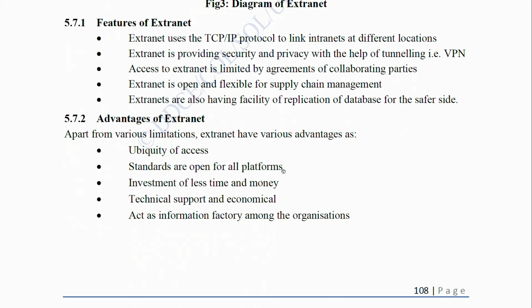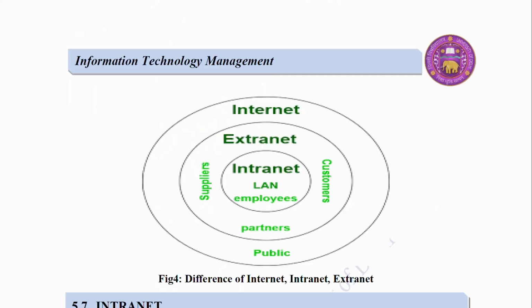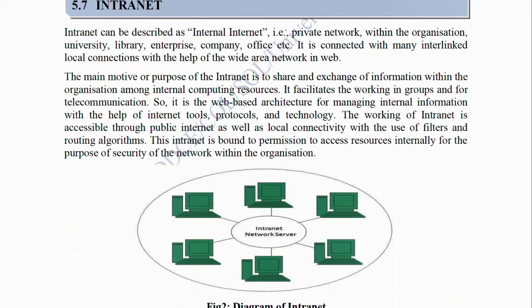5.7.2 Advantages of extranet. Apart from various limitations, extranet has various advantages as: point 1. Ubiquity of access. Next, standards are open for all platforms. Next, investment of less time and money. Next, technical support and economical. Next and the last, act as an information factory among the organizations. Figure 4 represents the difference of internet, intranet and extranet.